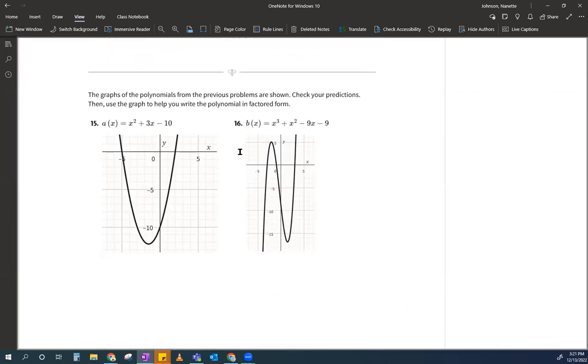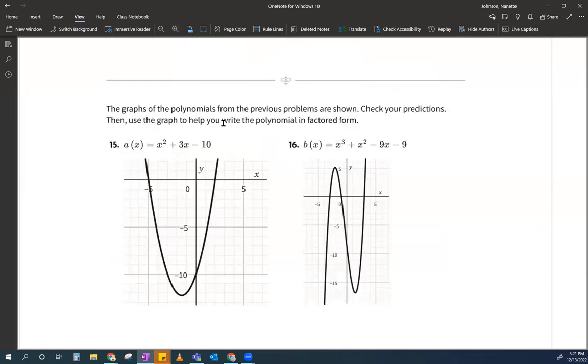So then you come over here. Now they want you to check your predictions and use the graph to help you write the polynomial in factored form. So in reality, we're going to say it should have 3 roots, and then you're going to write it in factored form. Those are the 2 things they want us to do. So here, this one should have 3 roots, which in this case, it has 3 real roots because look, I can kind of see them.